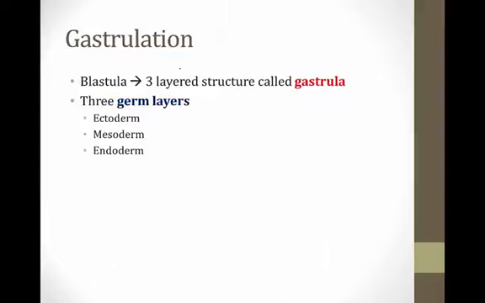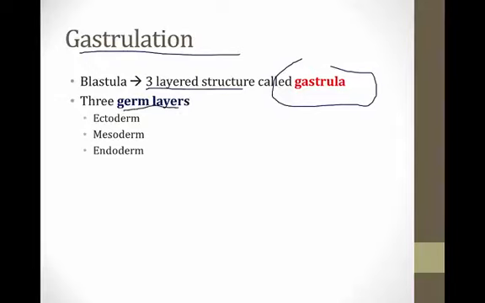So now we've talked about morulation, where the morula was formed, and blastulation, where the blastocyst was formed. The next step in embryogenesis is called gastrulation, and in this step the blastula is converted into a three-layer structure called a gastrula, and the three layers of the gastrula are called the three germ layers, and their names are the ectoderm, mesoderm, and endoderm. And these three germ layers will develop into all the organs and structures in the embryo that will persist into adulthood.